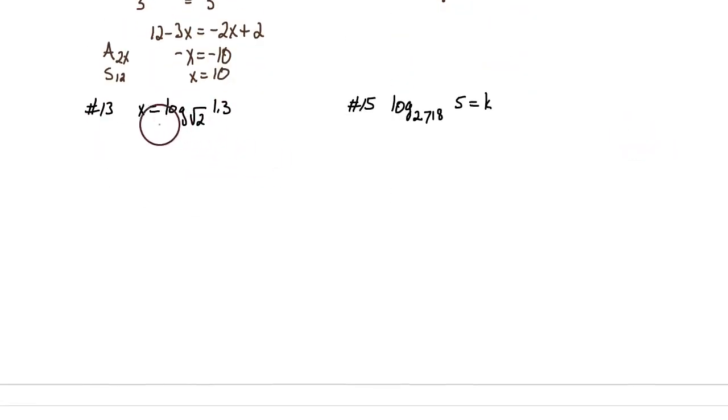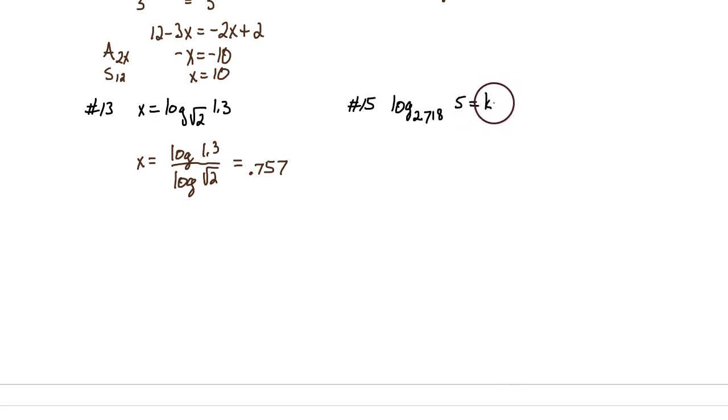Number 13. Again, the variable is equal to the value of that logarithm. So let's use the change of base formula. The log of the argument of the logarithm divided by the log of the base. Type that in the calculator. And the answer is 0.757.